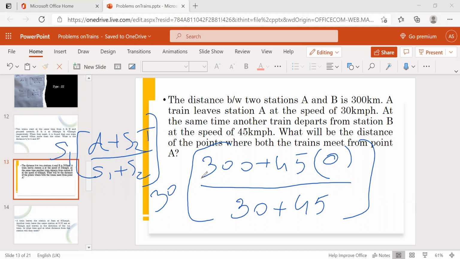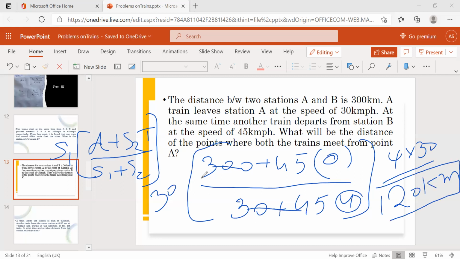So just simplify, calculate this. So it will become 0 and 300 by 75. 300 by 75 is nothing but 4, right? Yeah, 4. 4 into 30. Okay, I cancel this. This value is 4. And 4 into 30 is nothing but 120 kilometers. After 120 kilometers from A, both trains will meet.